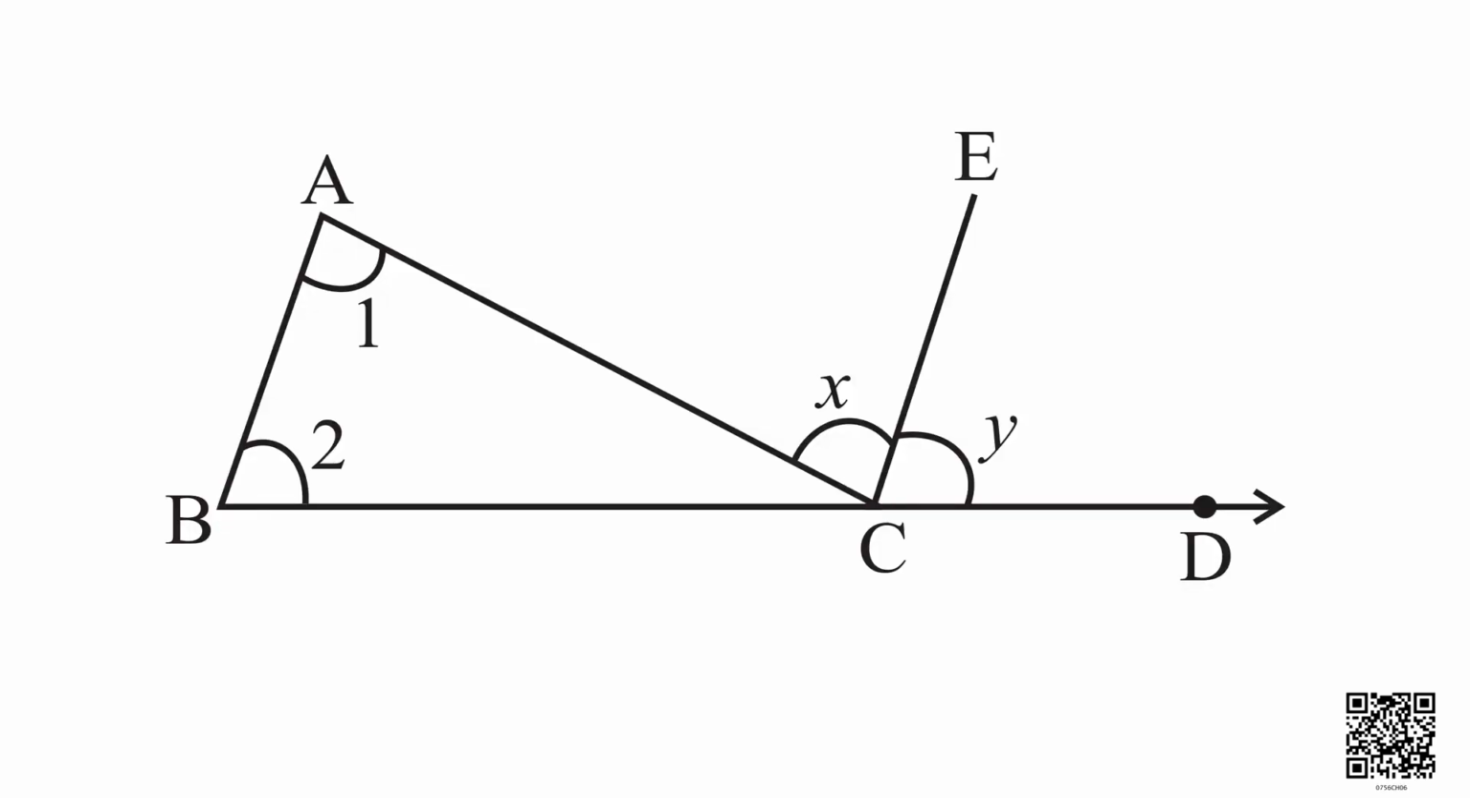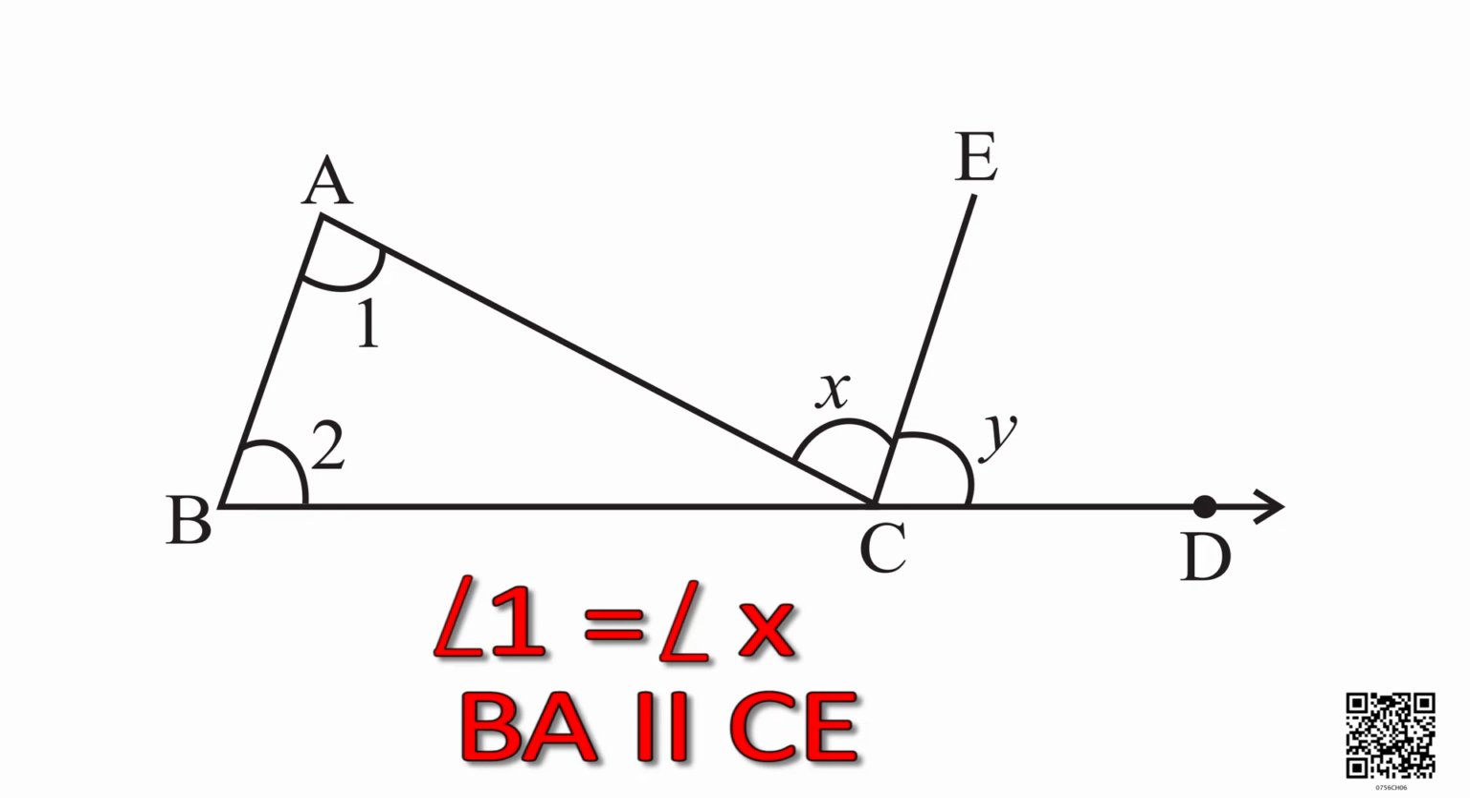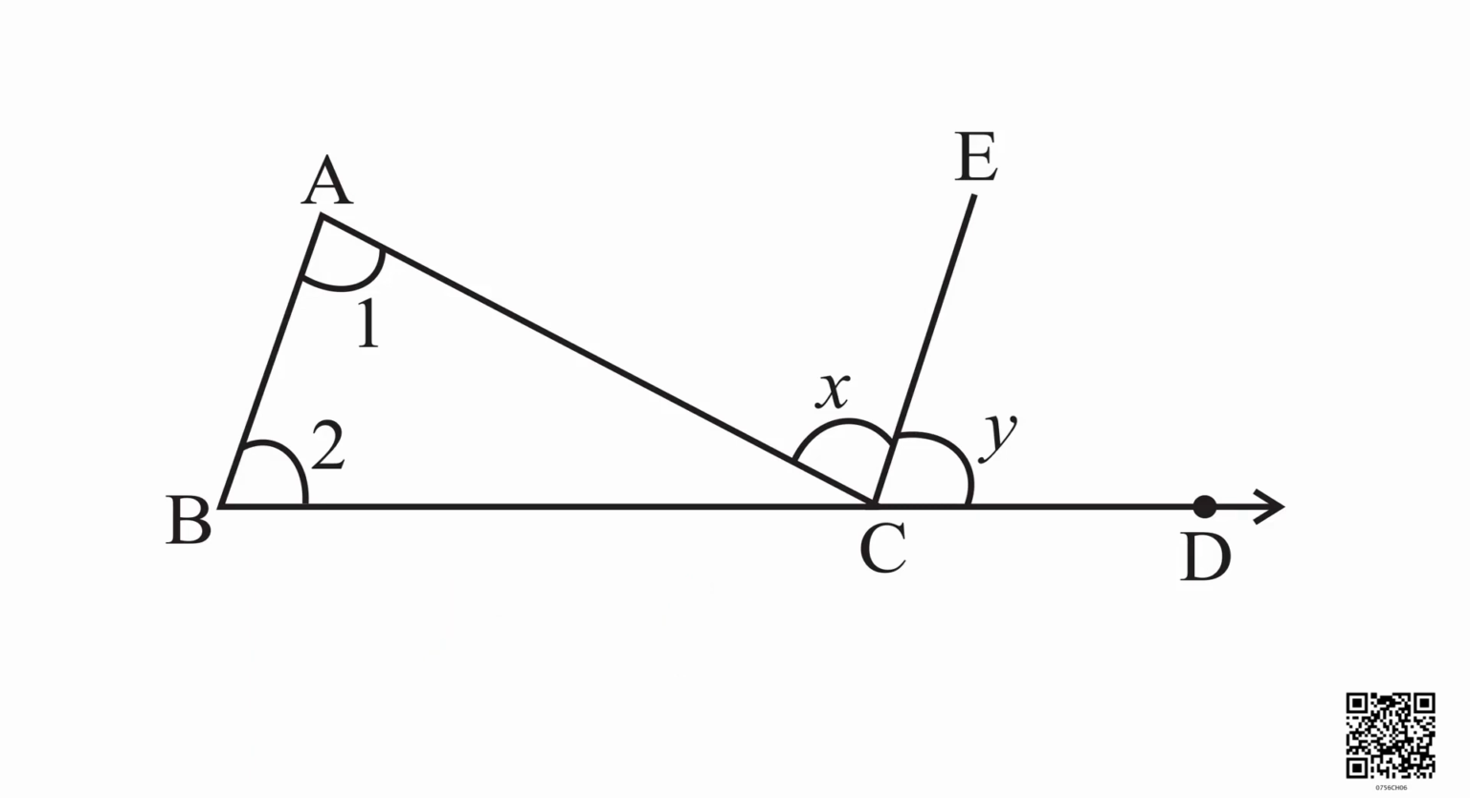Consider triangle ABC. Now in this triangle, angle ACD is an exterior angle. Now we have to show that angle ACD is equal to angle A plus angle B. So we will draw a line, that is CE through C, which is parallel to BA. Now students, the steps. We can say that angle 1 is equal to angle X because BA is parallel to CE and AC is a transversal line. Therefore, alternate angles should be equal.